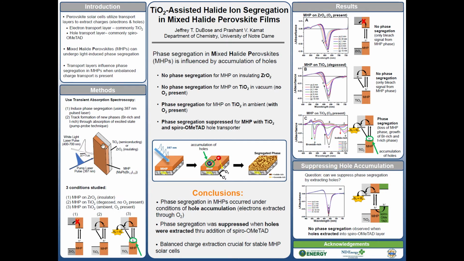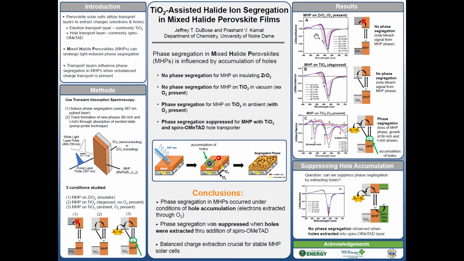So the basic idea, we have our mixed halide perovskite, and we're going to deposit it on several different substrates under different conditions. The three conditions studied essentially are the mixed halide perovskite on zirconia, which is an insulator, mixed halide perovskite on TiO2 under degas conditions first, and then mixed halide perovskite on TiO2 under ambient conditions. And I'll talk about why the oxygen being present is important in a second.